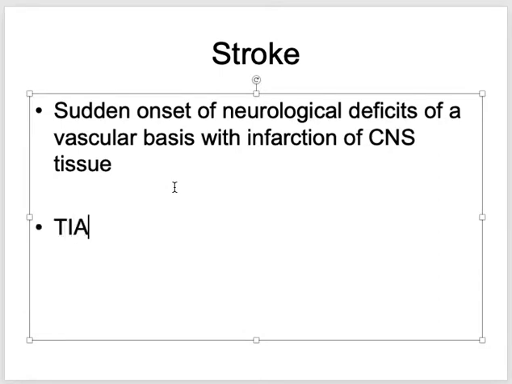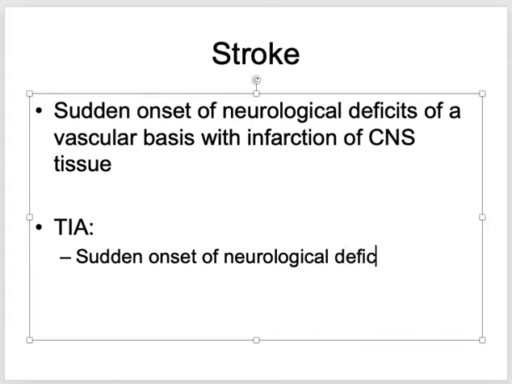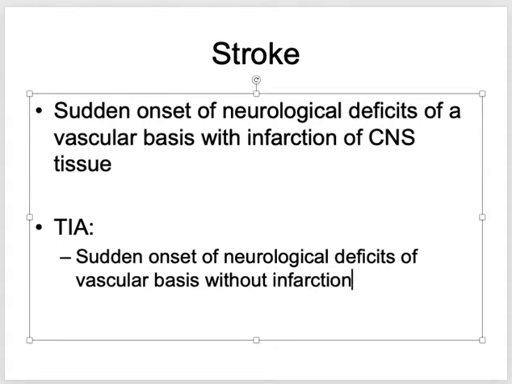And TIA is simply defined as sudden onset of, again, neurological deficits of vascular basis without infarction. Okay, so simply, when we do imaging in these patients, we don't see infarction in these people. Now, guys, you know, stroke is the third most common cause of death.